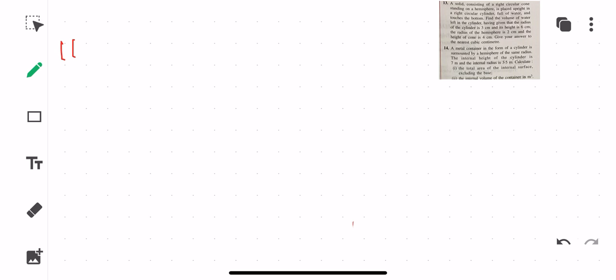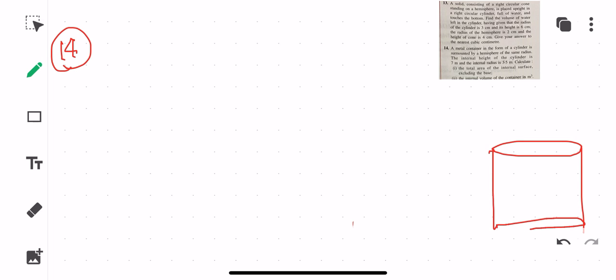question number 14. So in question number 14, the question says a metal container in the form of cylinder is surmounted by a hemisphere. Okay, so we have a metal container which is in the form of cylinder. So the figure goes like this, and this is being surmounted by a hemisphere. Now what they are saying, of the same radius. So whatever is the radius of this particular cylinder, that is only the radius of this particular hemisphere which is there.